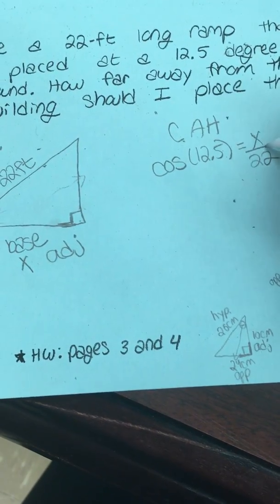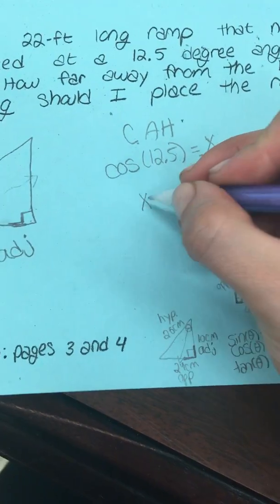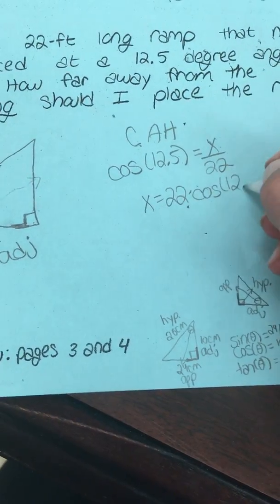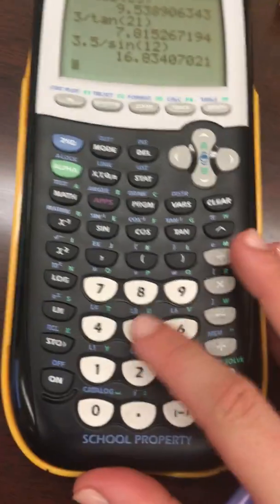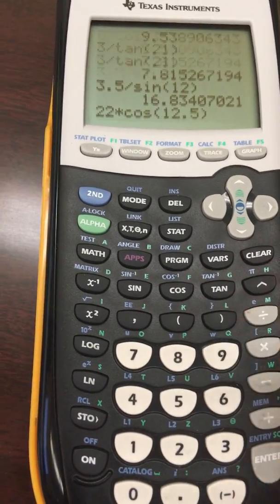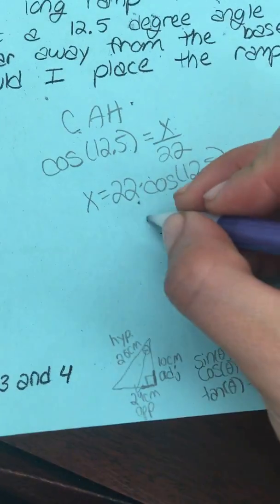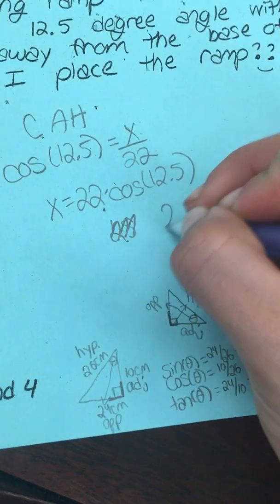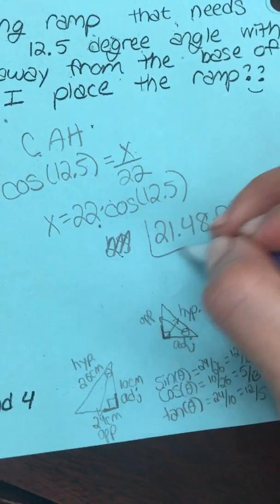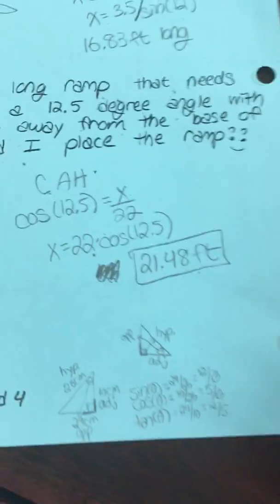And here, since x is in the top of the fraction, to get it alone, all you have to do is multiply by 22. So x equals 22 times cosine of 12.5. And again, we can plug that in our calculator. And it's 21.48 feet. Oops, I wrote the wrong thing, 21.48 feet away. So basically, if this was the situation, you kind of have to have a lot of room on the ground in order to place the ramp.